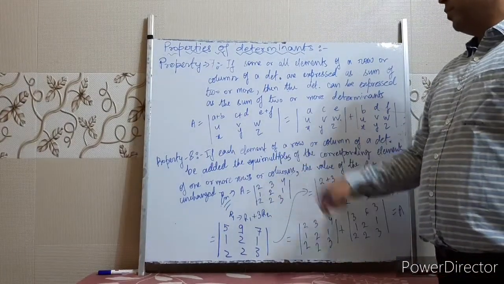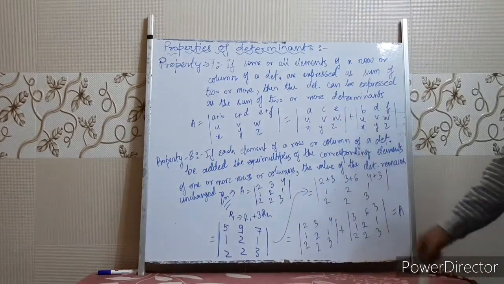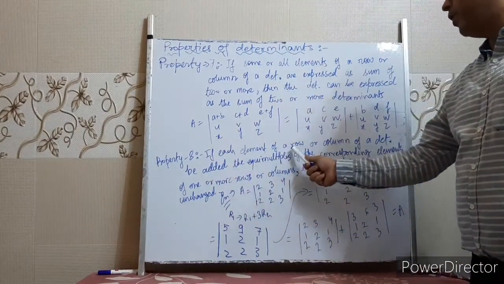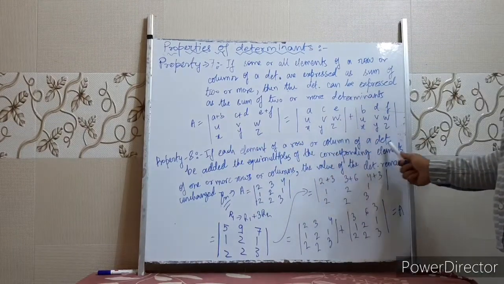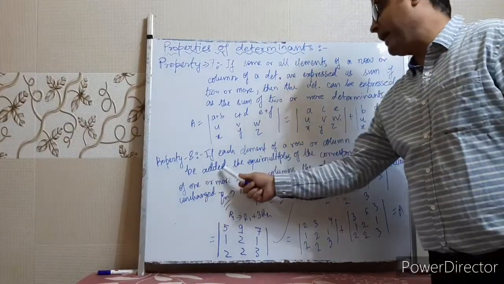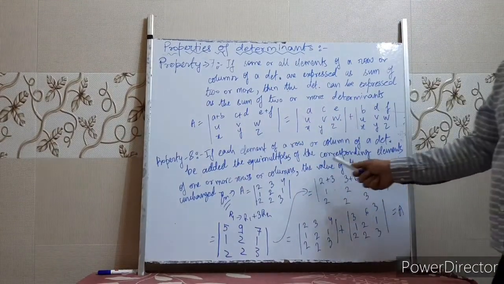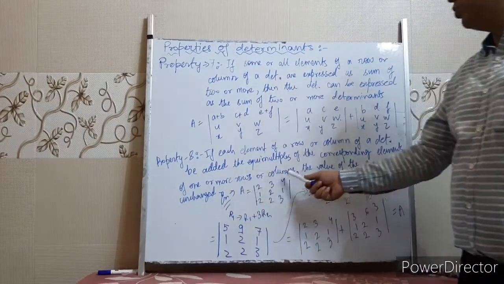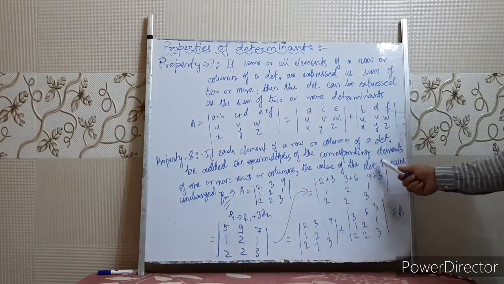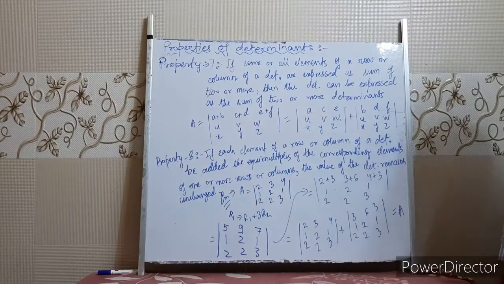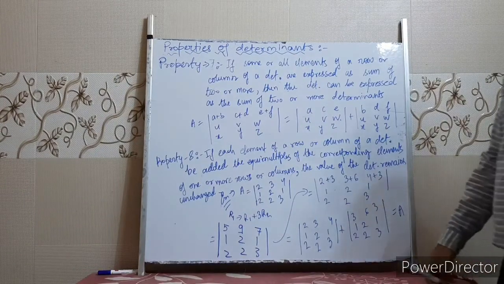Next, property 8 states that if each element of a row or column of a determinant is added to the equimultiple of the corresponding element of 1 or more rows or columns, the value of the determinant remains unchanged. What does this mean? Let's study one example first.